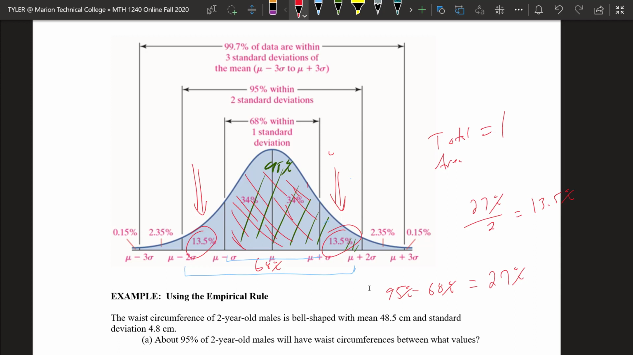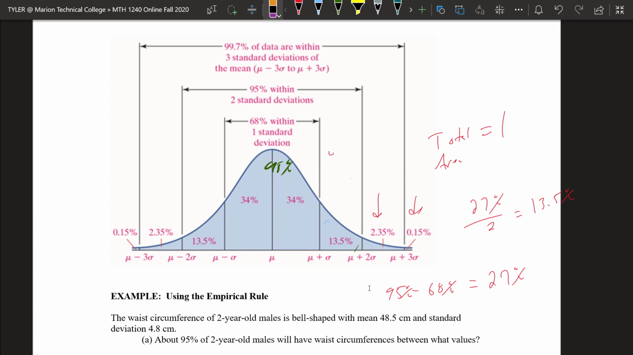Right, so then you could keep repeating that process to get the other pieces. Like to figure out this number, the 2.35, you would need to take 99.7 minus 95 and then divide that by 2. And then what's left on these tails would be 100% minus 99.7, divided by 2. All right, so just to give you a little idea of where those came from.